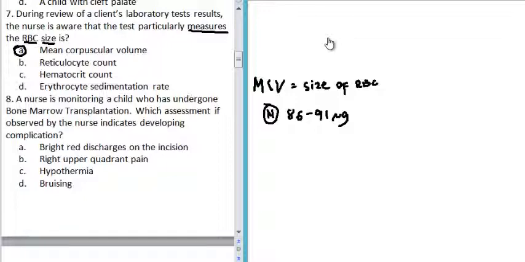Reticulocyte, hematocrit, and erythrocyte sedimentation rate. Letter D is to detect presence of inflammation. So eliminate D. Hematocrit refers to RBC concentration. So eliminate C. Letter B, reticulocyte count, refers to the number of immature RBC. Therefore, the answer is A.